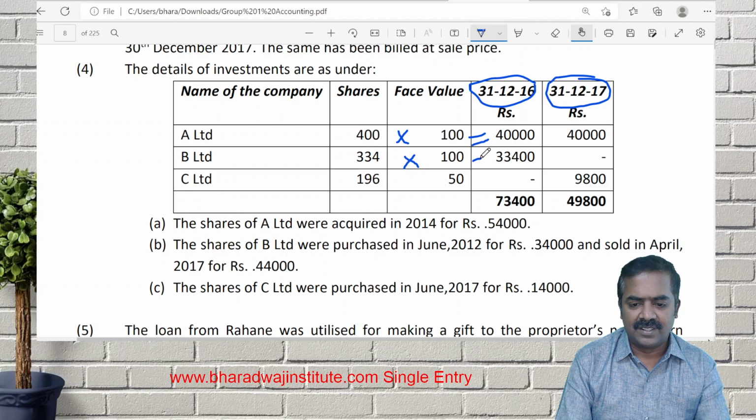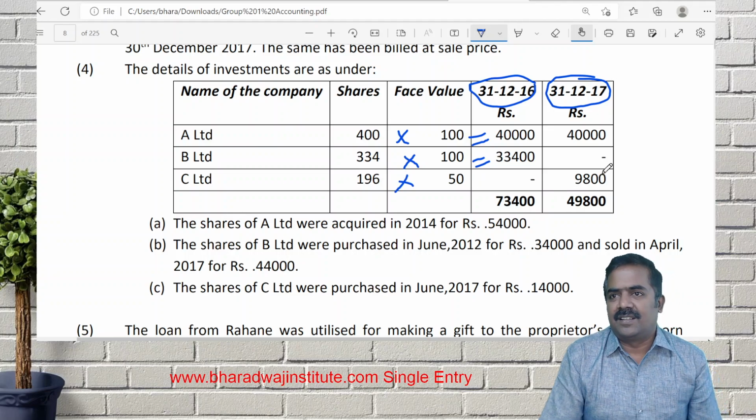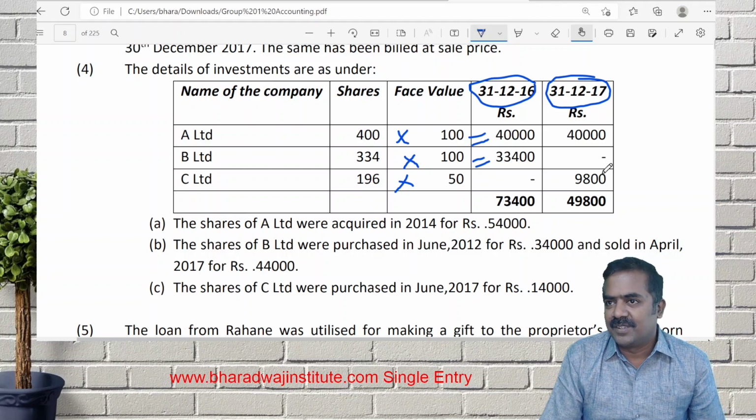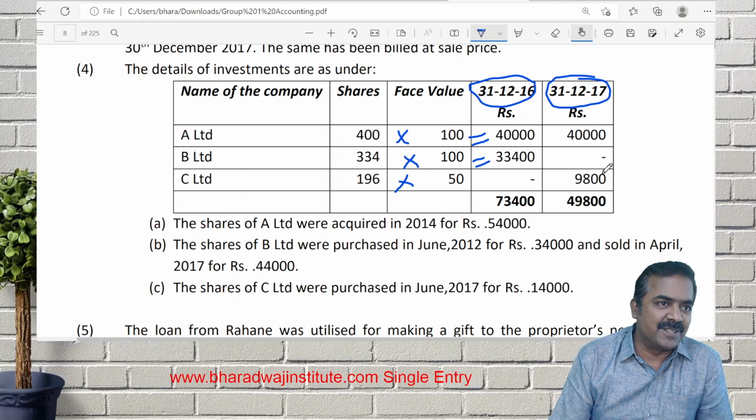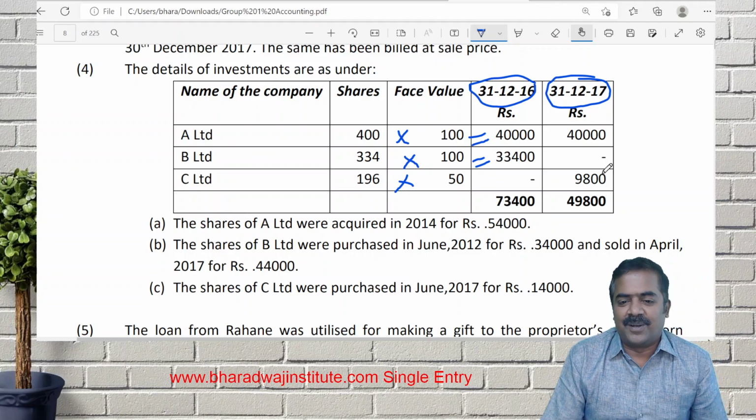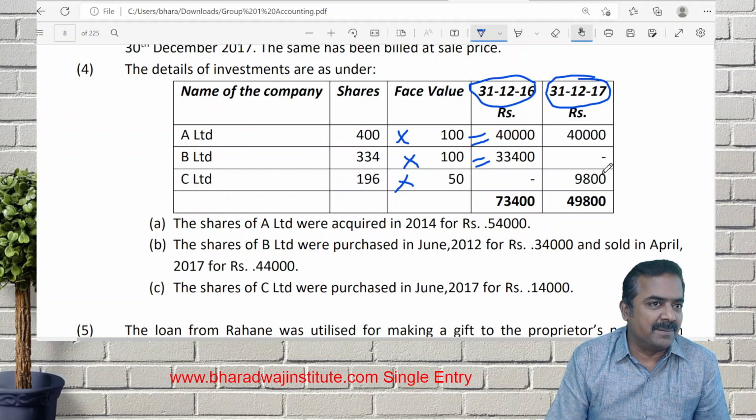334 × 100 will be what? 33,400. C Limited. 196 × 50 comes to what? 9,800. So that is nothing but which value? Face value. Anywhere is market value given? No. So while reading this question also, many students made a mistake.